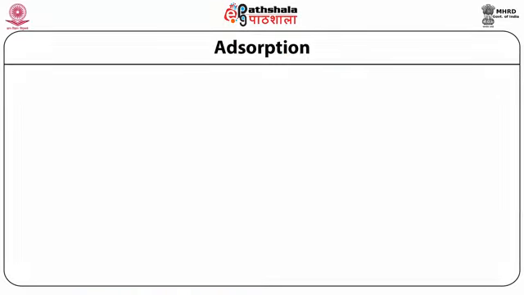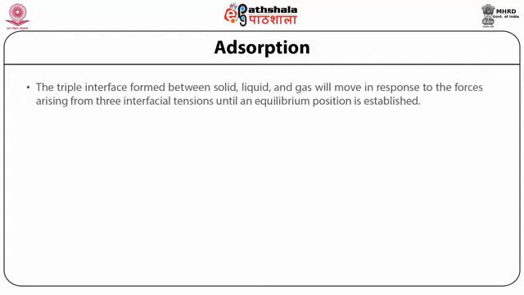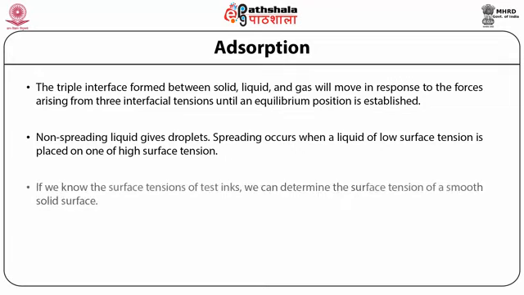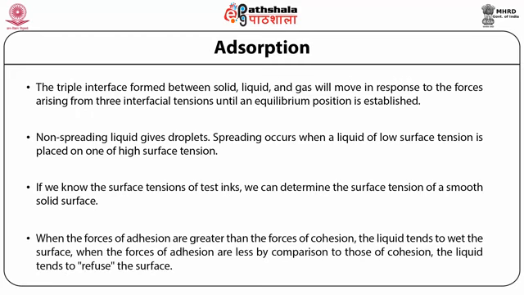Adsorption at solid-liquid and solid-gas interfaces. The triple interface found between solid, liquid, and gas will move in response to the forces arising from three interfacial tensions until an equilibrium position is established. Non-spreading liquid gives droplets. Spreading occurs when a liquid of low surface tension is placed on one of high surface tension. If we know the surface tensions of a testing liquid, we can determine the surface tension of a smooth solid surface. When the forces of adhesion are greater than the forces of cohesion, the liquid tends to wet the surface. When the forces of adhesion are less by comparison to those of cohesion, the liquid tends to diffuse the surface.